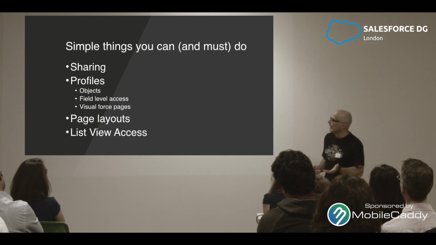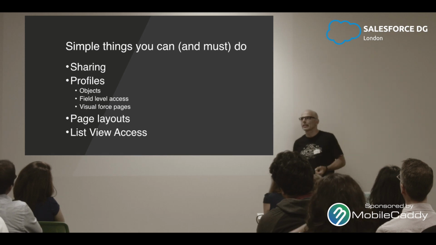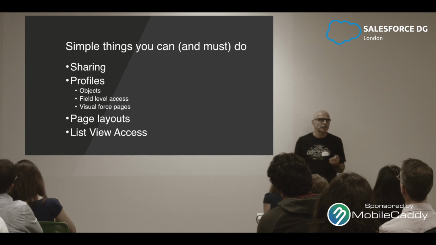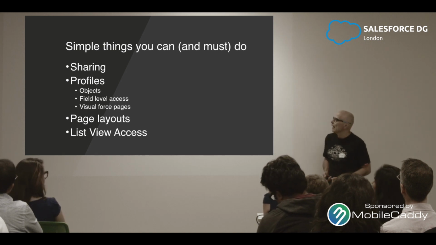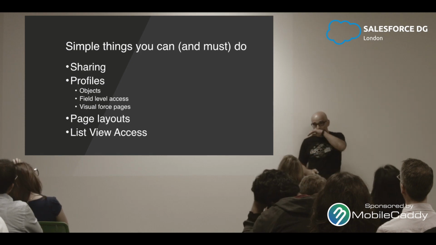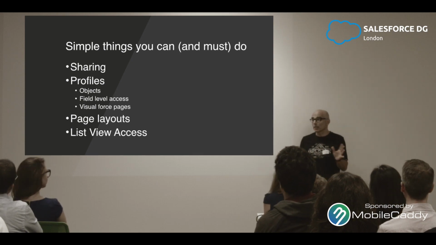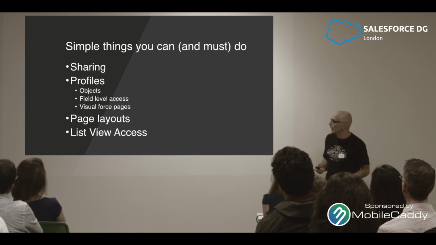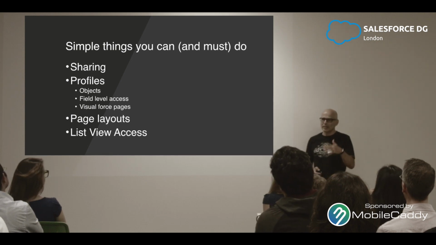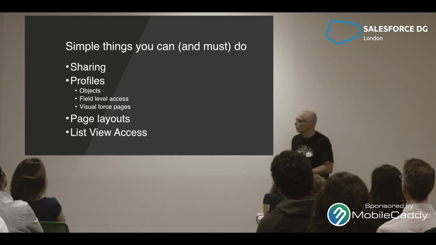Just a few things that you must do if you have a community. Firstly, you've got to get your sharing right. That's really important. You need to set your profiles up right down to field level access. Visualforce pages as well. If you have custom objects and a standard Visualforce page and you don't put that in the community profile, then they're just not going to see that record anyway. But if they can see the record, then it's really important to make sure your page layout shows what you want it to show, because everything on it could potentially be available.